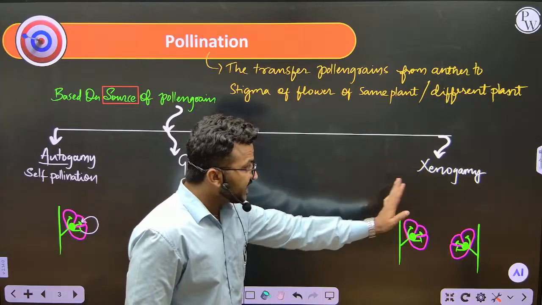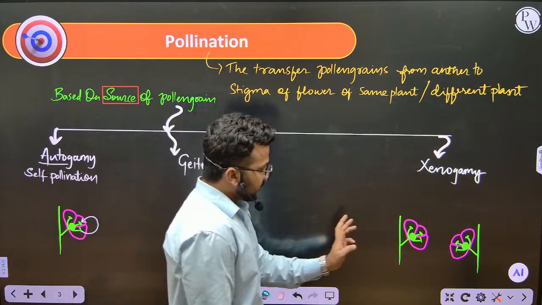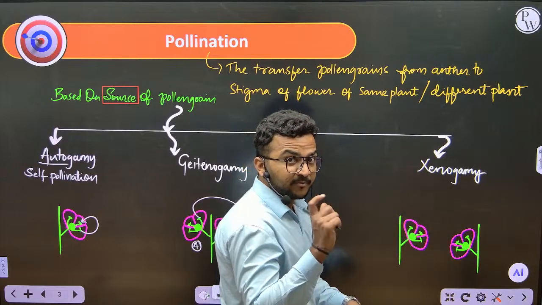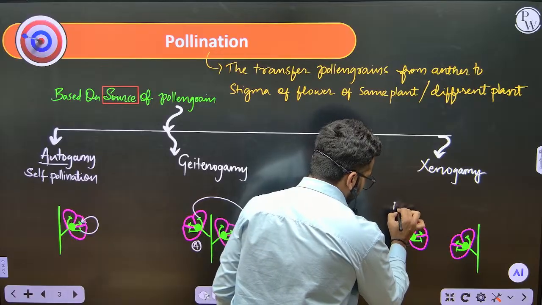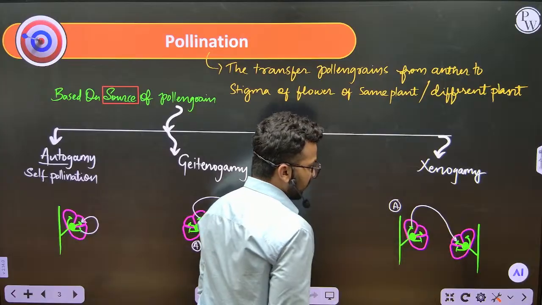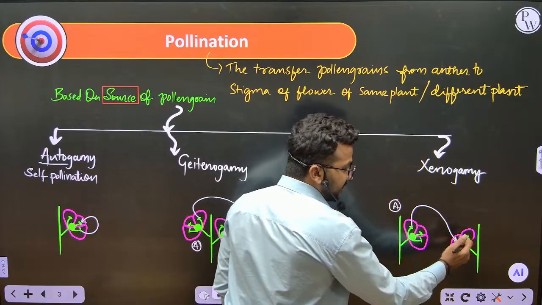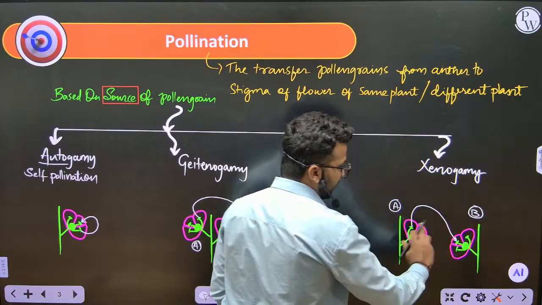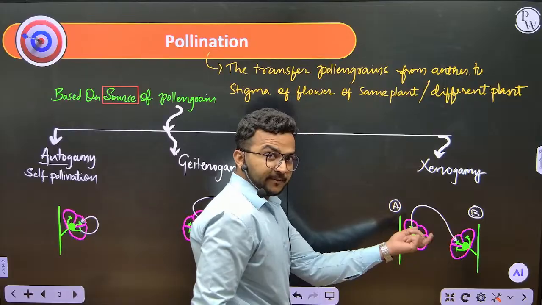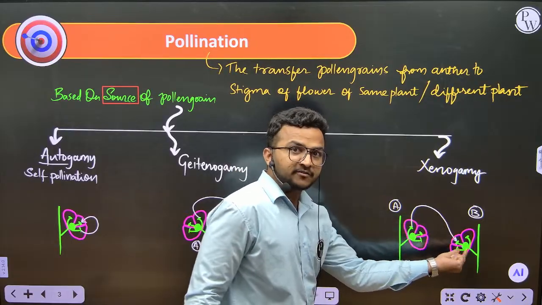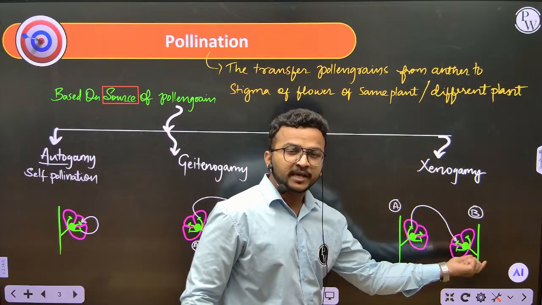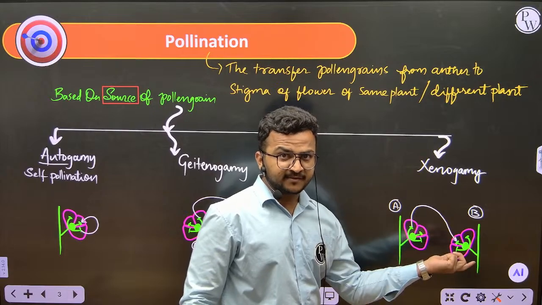So here xenogamy means, it is also a hibiscus flower of the same species. The transfer of pollen grain from anther to the stigma of a different plant of the same species. If it is hibiscus, this plant should also be a hibiscus plant. If it is a rose plant, it should also be a rose plant of the same species. You know about this one.